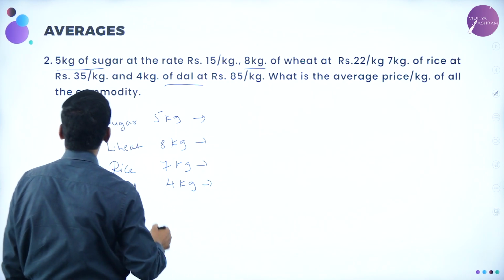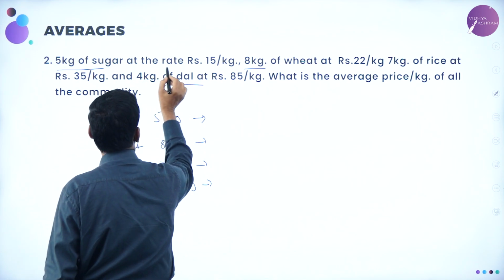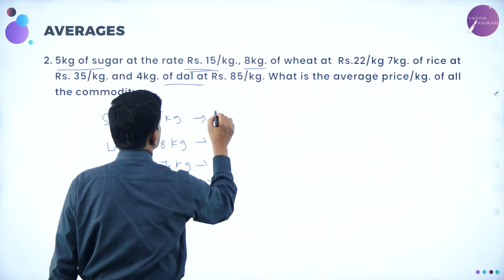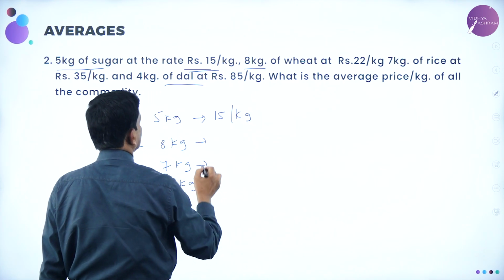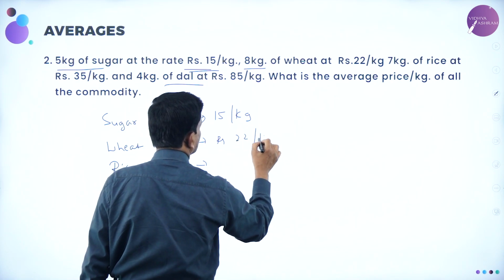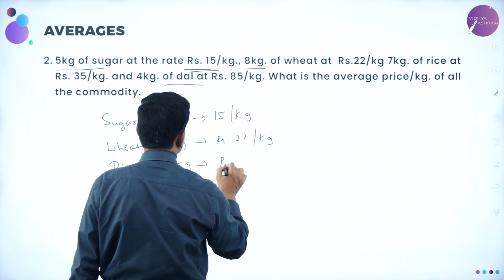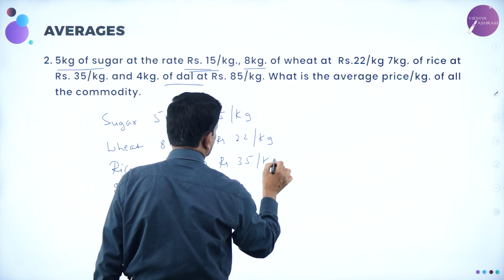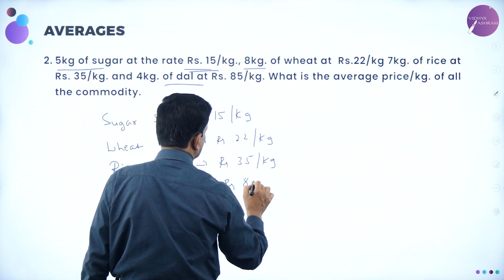The cost is given. 5 kg of sugar at the rate of 15 per kg, wheat at rupees 22 per kg, rice at rupees 35 per kg, and then dal at rupees 85 per kg.